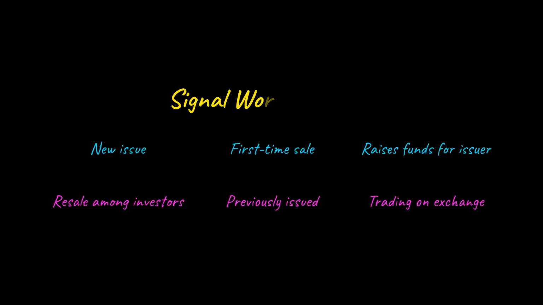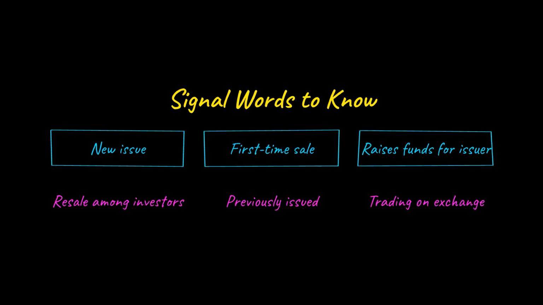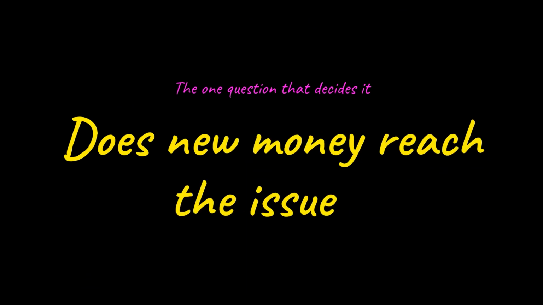Exam questions hide the answer in the wording. Phrases like new issue, first time sale, and raises funds for the issuer signal the primary market. Resale among investors, previously issued, and trading on an exchange signal the secondary market. Every time, ask one question. Does new money reach the issuer? If yes, it's primary. If the money just moves between investors, it's secondary. That single test cuts through any variation an exam can throw at you.